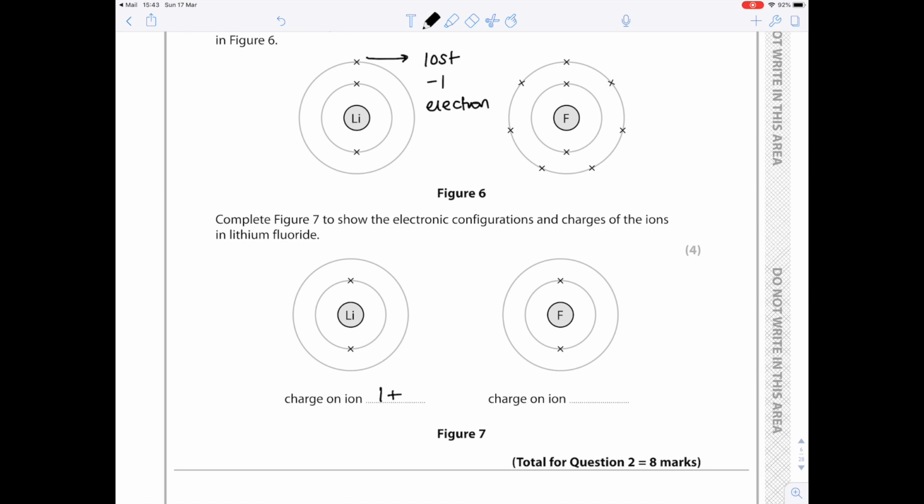Fluorine, we need to complete this one, because this electron has gone and transferred itself to fluorine in order for fluorine to have a full outer shell. So now we need to have 8 electrons in fluorine's outer shell. And because it's gained an electron, it means it's gained negative charge, so it becomes -1.